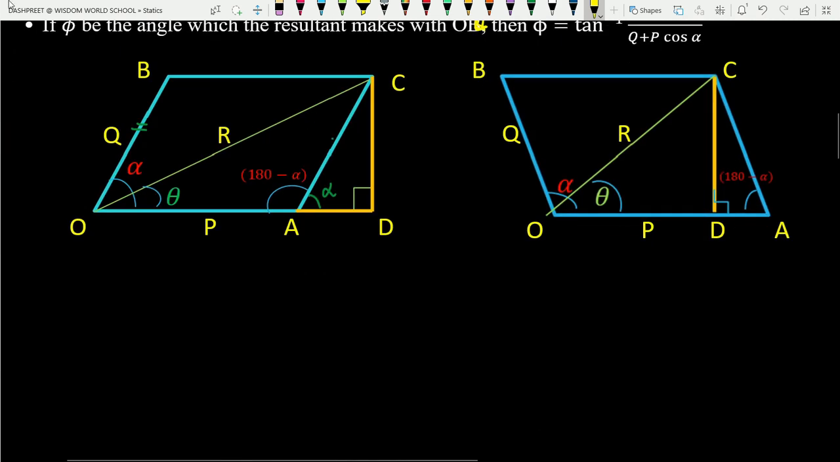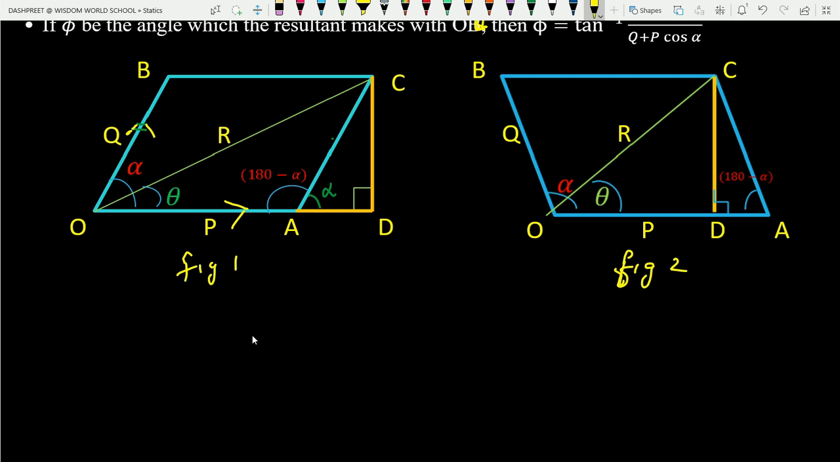Now the two forces P and Q can be represented by the sides OB and OA of the parallelogram in two ways. This alpha angle may be an acute angle or may be an obtuse angle, like here in this second figure. This is figure 1 and this is figure 2.